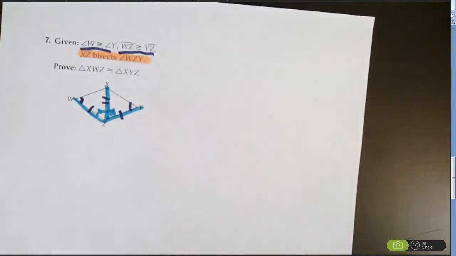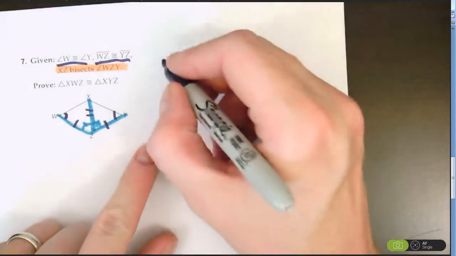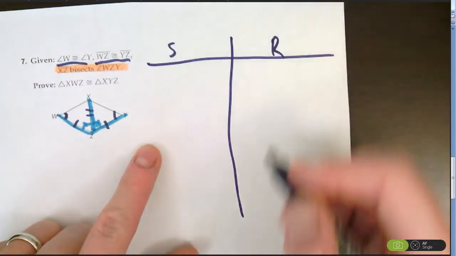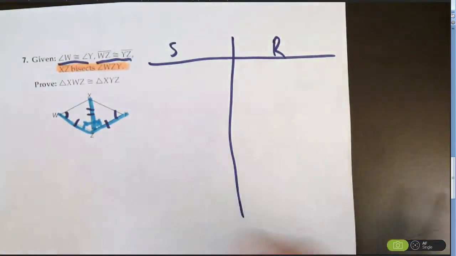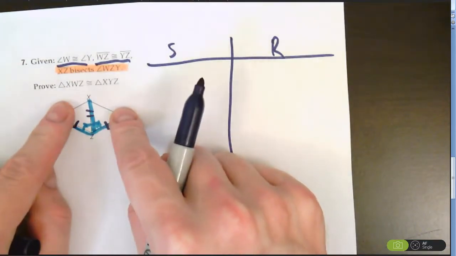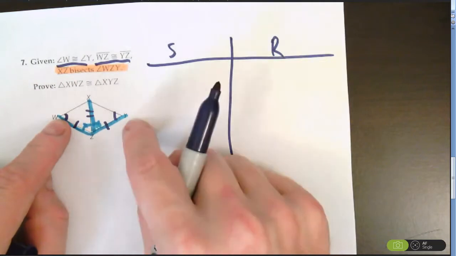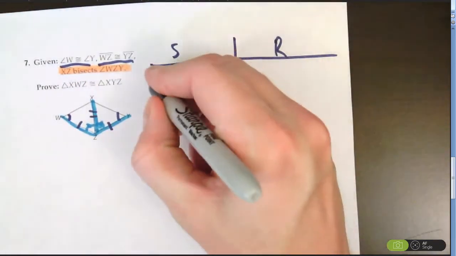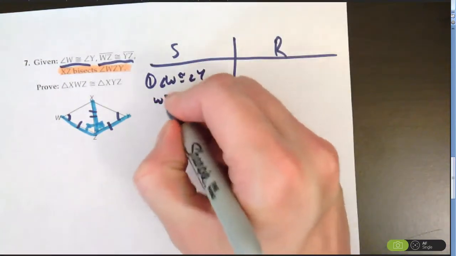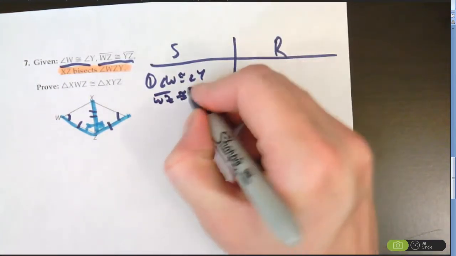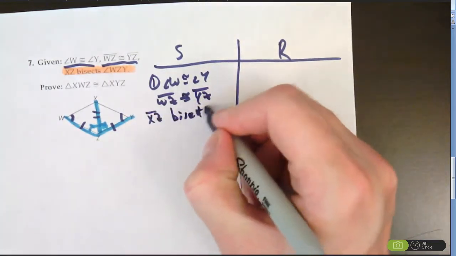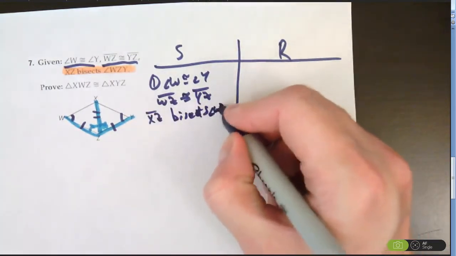Okay, so let's say we'll do the angle-side-angle proof first. Because I believe, and I haven't looked at the answer key for the book, that's probably what they're intending. Otherwise, they wouldn't have given you W and Y congruent to begin with. They just would have skipped those and said angle bisector and side WZ is congruent to YZ. So first of all, given angle W is congruent to angle Y, WZ is congruent to YZ, and XZ bisects angle WZY.